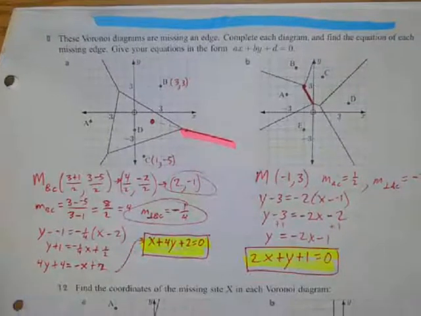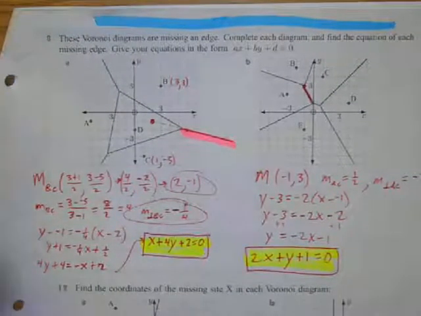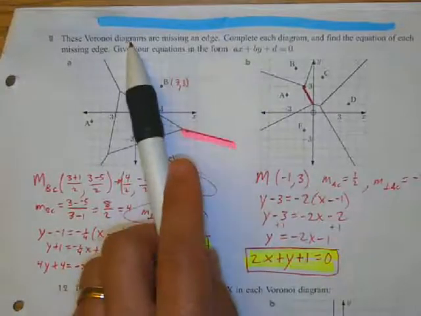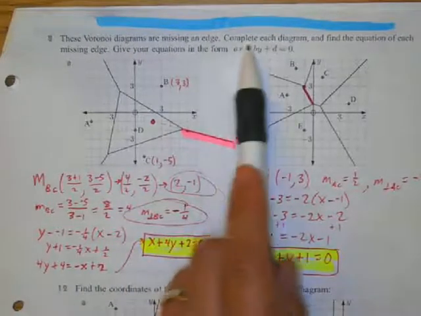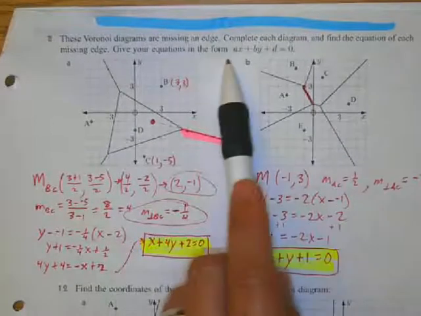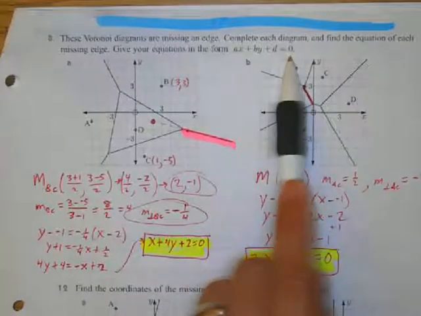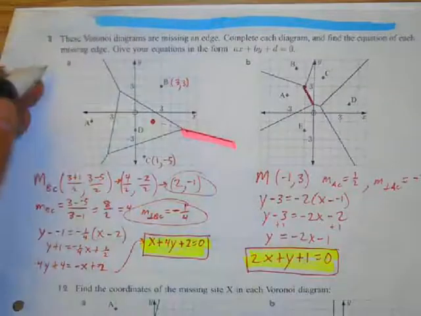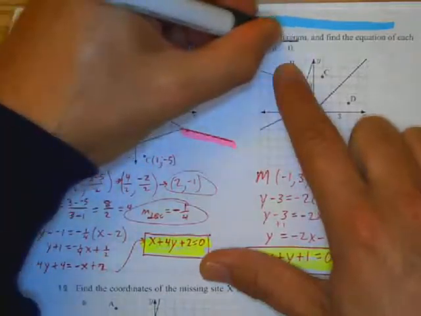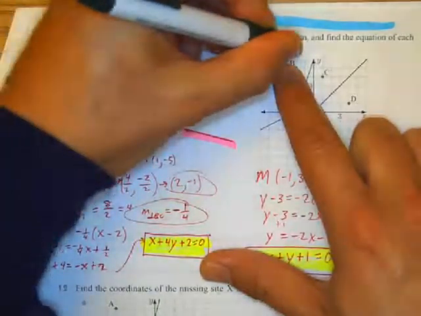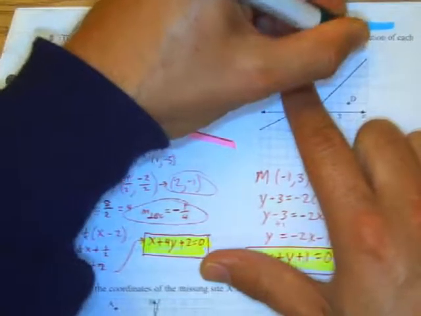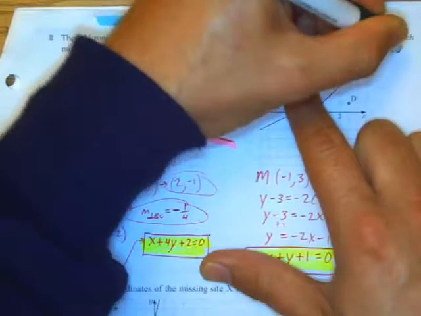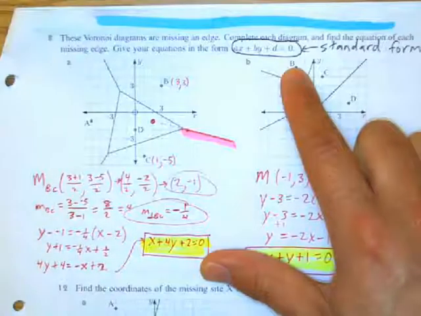Okay, almost forgot to go over the last page. Here's the last page. We've got the Voronoi diagram. It's missing an edge, and they want you to give the equation of the missing edge, and they've said to put it in this form right here. So as we mentioned before, this is called standard form. So we're going to put our equation in standard form.